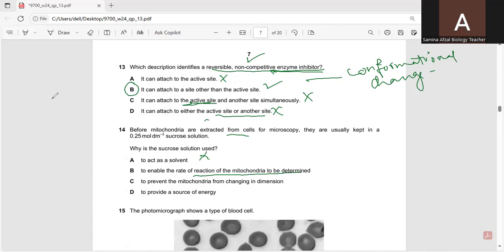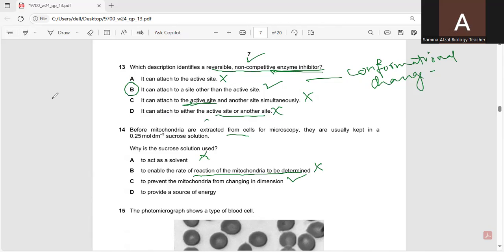So in this case, while mitochondria are involved in reactions, the specific step of using sucrose is about maintaining this integrity. This is not correct. So, prevent the mitochondria from changing in dimension. Yes, it can be the correct option. How can it be the correct option?